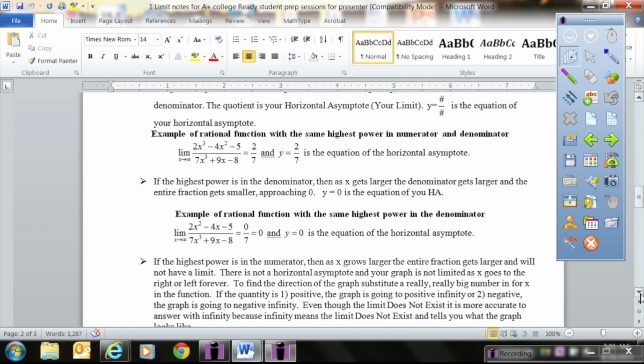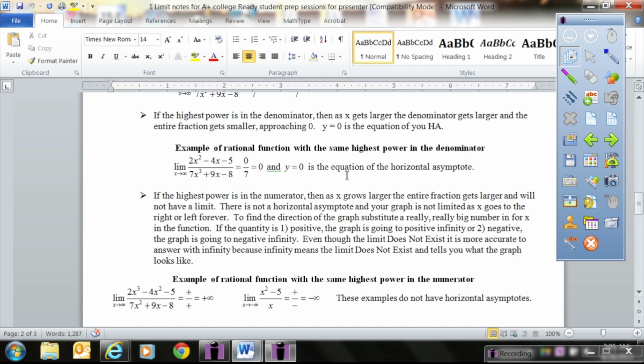If the highest power is in the denominator, and this is all on that notes page, then as x gets larger, the denominator gets larger. And for a fraction, if the denominator gets larger, then the entire fraction gets smaller. So when the highest power is in the denominator, your denominator gets larger, and the entire fraction gets smaller, approaching 0. So therefore, if the highest power is in the bottom, then 0 is going to be your limit, and y equals 0 is the equation of your horizontal asymptote in both directions.